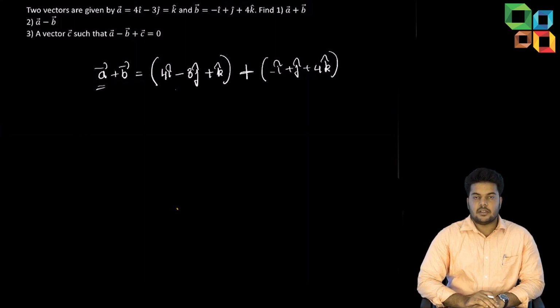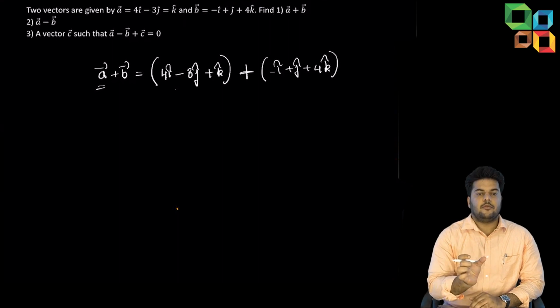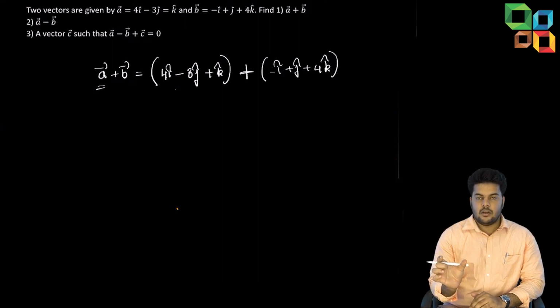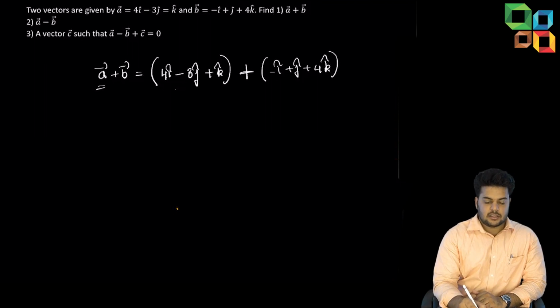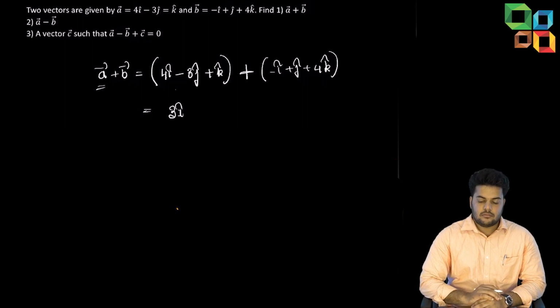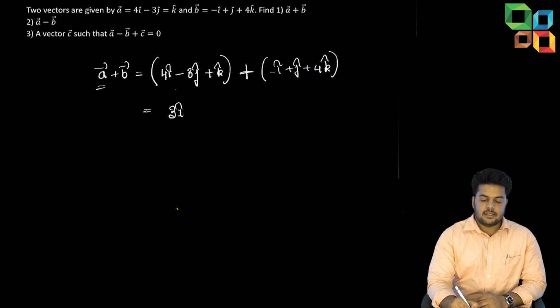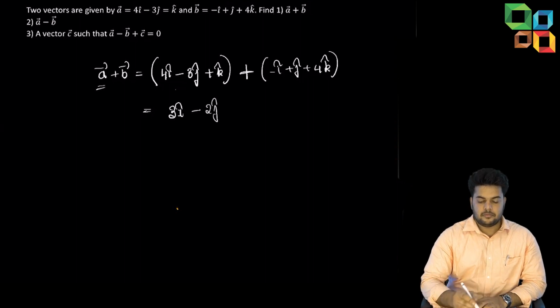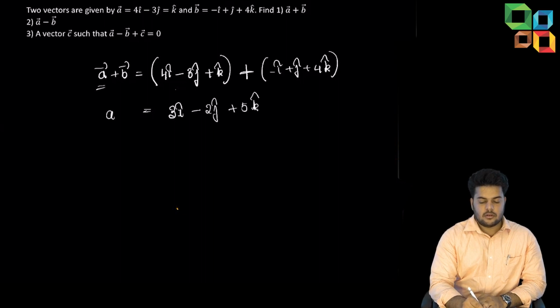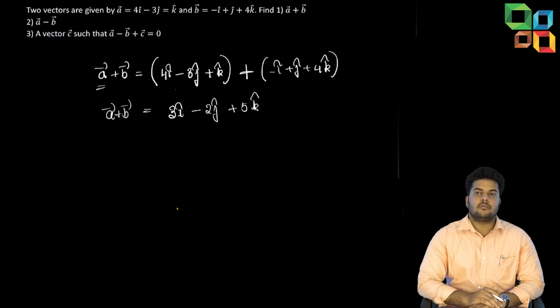So when you are adding vectors, I've told you, along i cap we are going 4 steps to the right, but in the second vector, we are coming 1 step back, isn't it? So the net effect is 3 steps forward. Minus 3j cap plus j cap, that is 2 steps downward. So the answer is 3i cap minus 2j cap plus 5k cap. Yes, exactly.